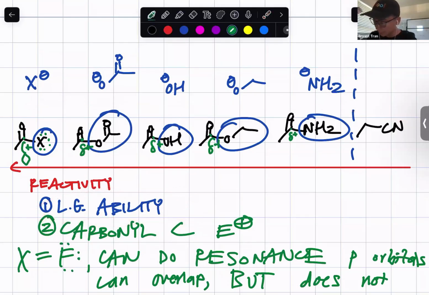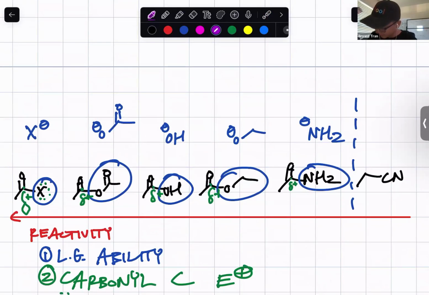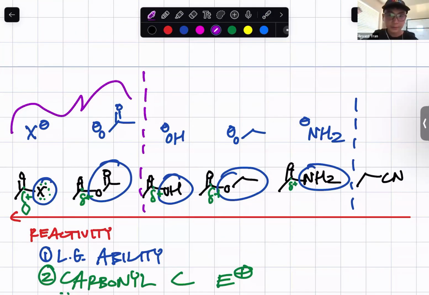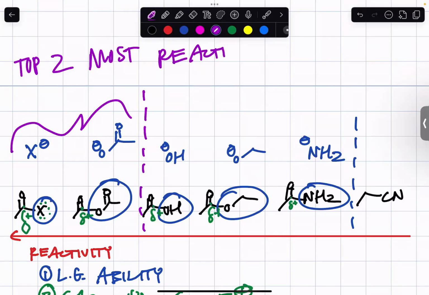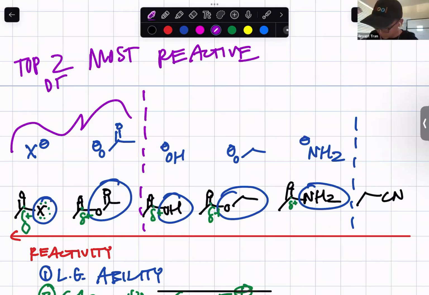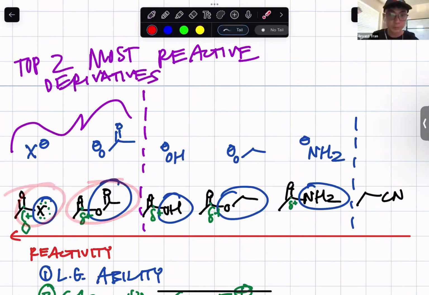Okay. Now, here's an important distinction. I'm going to make a line here to show that these two carboxylic acid derivatives, the acyl halide and the anhydride, are the top two most reactive derivatives. Right? The acyl halide and anhydride, they're super reactive.